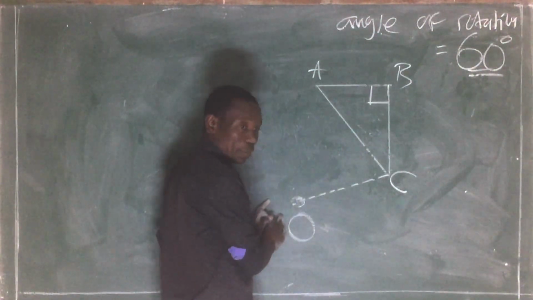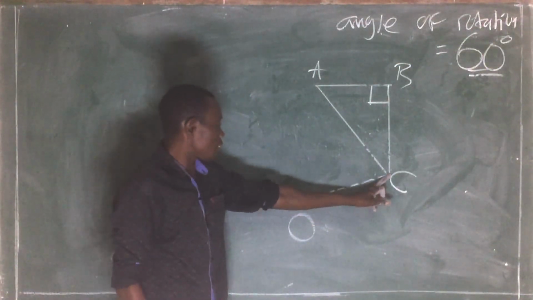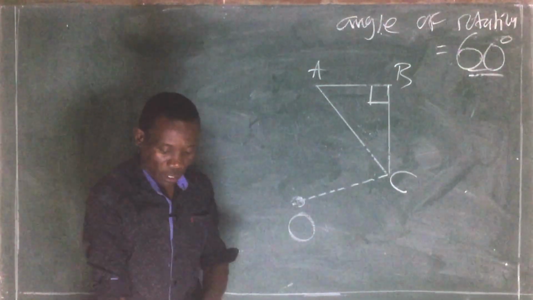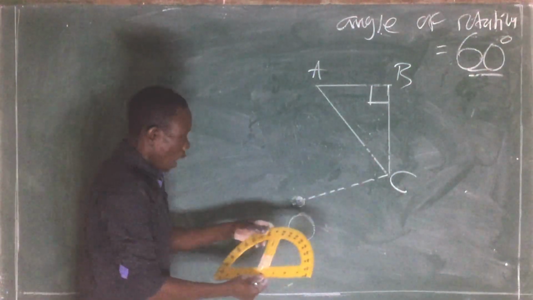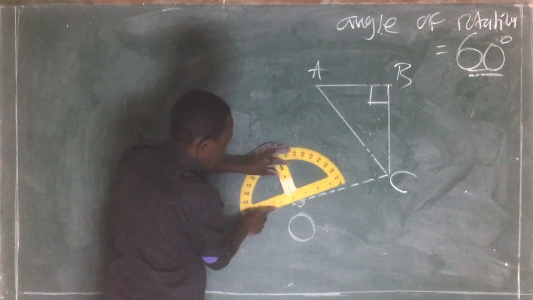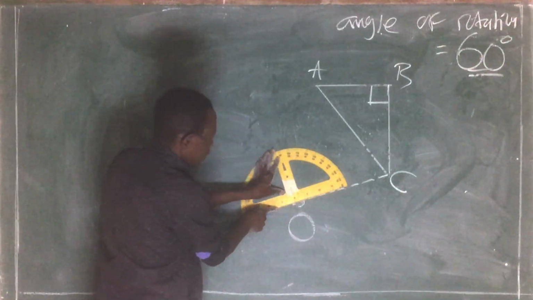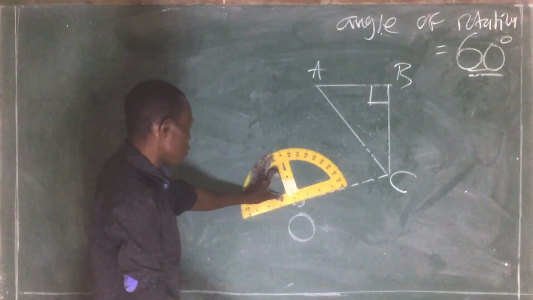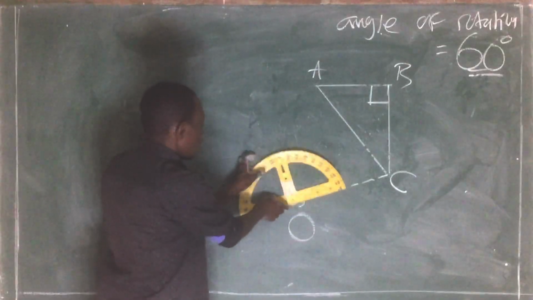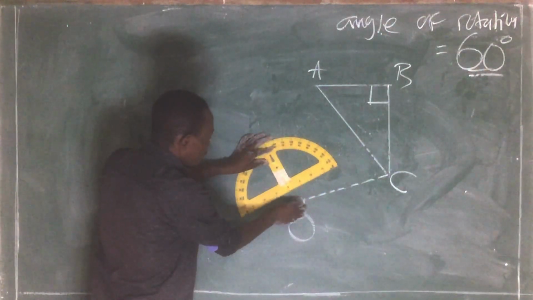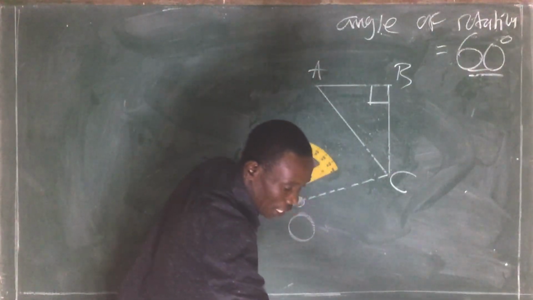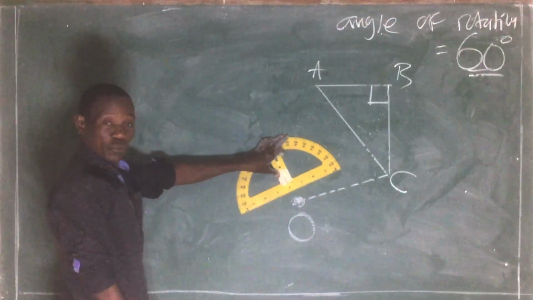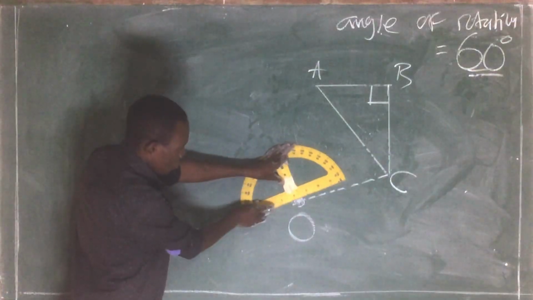It should be somewhere else. So the moment you have connected C to O, you take a protractor like this one and fix it at that position. That is your center, right? I may not be exact here because things are not yet drawn to scale, but you can do much better.